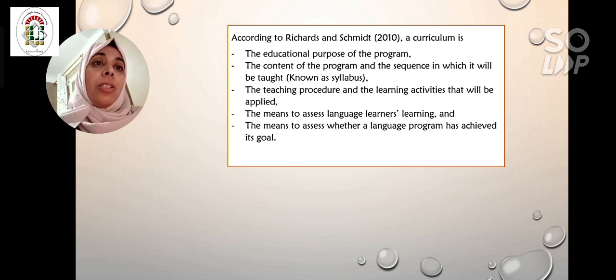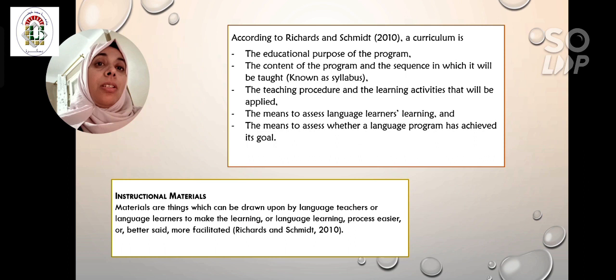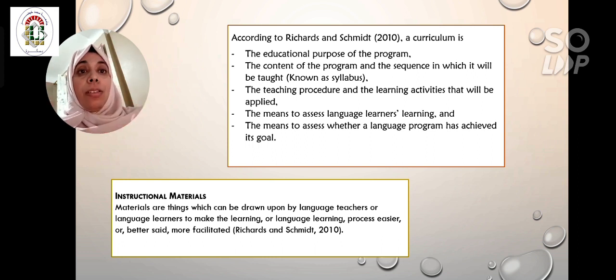And one of them is what is called the instructional material. So the materials are things which can be drawn upon by language teachers or language learners to make the language learning process easier and better and more facilitated. So one of the parts of the curriculum is the instructional material. Everything that we can bring to the classroom, by both the learner and the teacher, is called an instructional material. The essential is that their major objective is to facilitate, to make it easier to get knowledge, to develop skills, and so on.